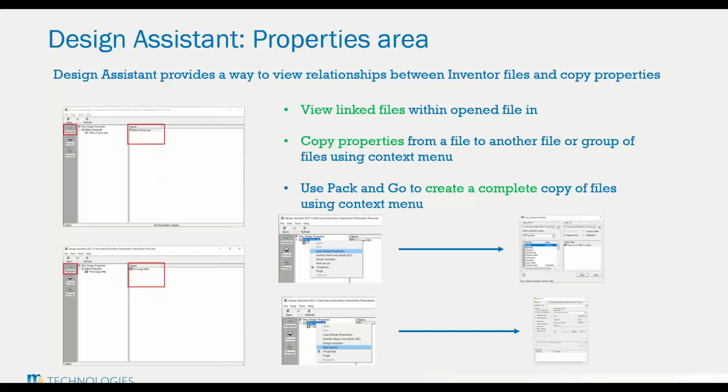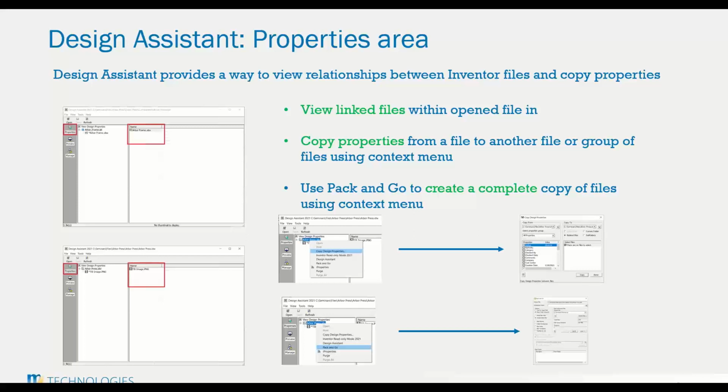Also, from within the properties area, you can see the copy design properties, which is the information just below the pack and go text. This is basically where you can select the properties of the source file you want to copy from and target the file that you want to push them into. You can also select the related files. You can also do subfolders. So there's a little bit of control where you can do a mass dump of these iProperties.